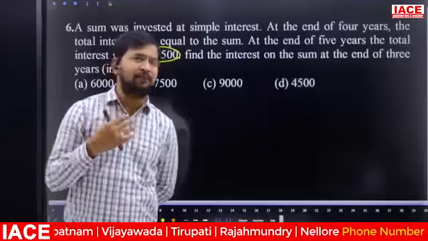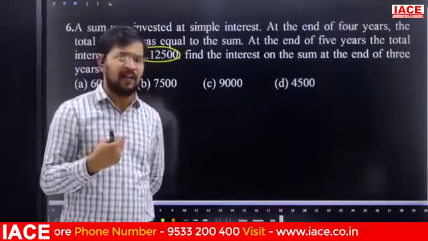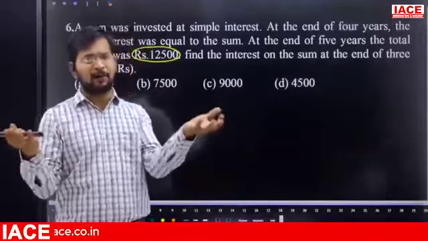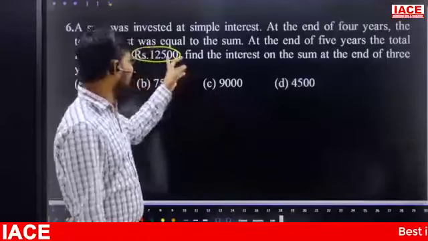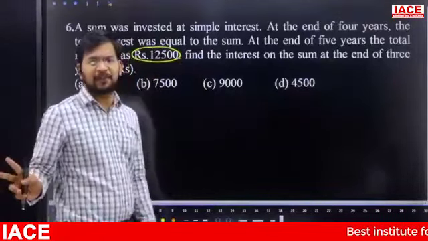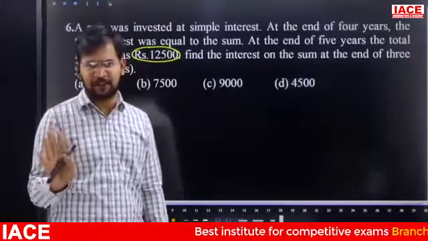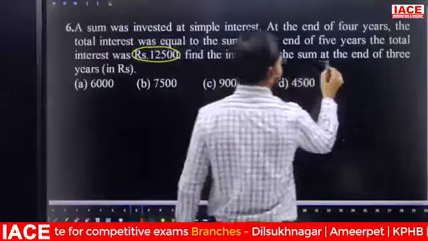So after 4 years, my interest is 100 rupees. In the 5th year, I again get 25 rupees, and the total after 5 years is 125 rupees. According to 100 rupees, my interest is 125 rupees, but according to our problem it is 12,500, so it goes 100 times. 100 times 100 is 10,000. My principal is 10,000.